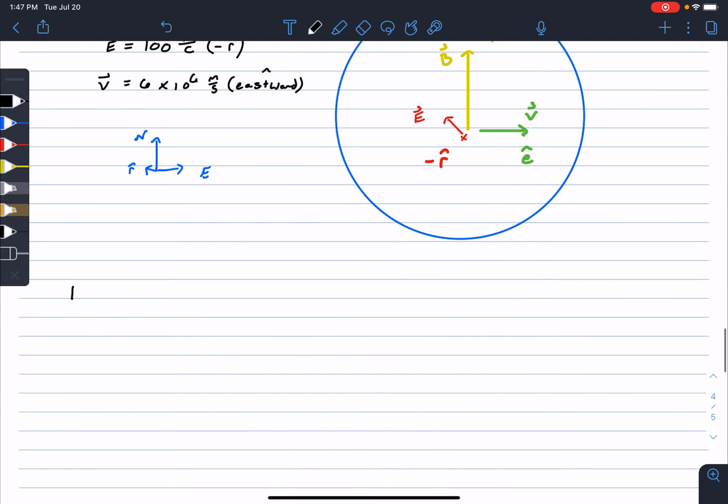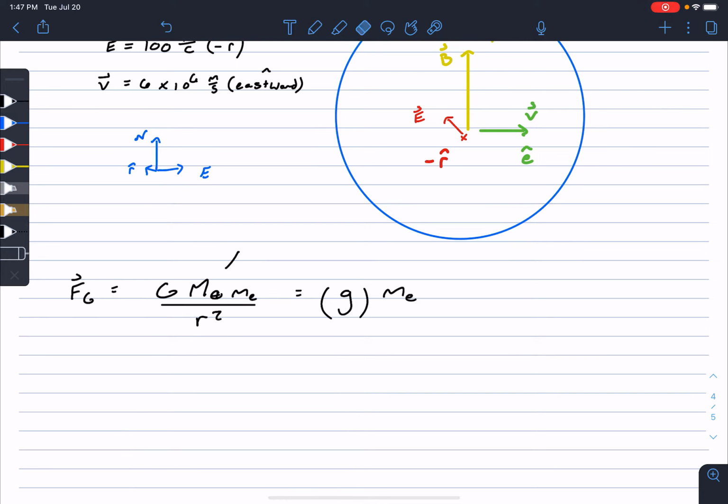First thing it asks for is gravitational force, which you might remember from last semester, G times the mass of the Earth times the mass of the electron over r squared. But this is really just equal to gravitational acceleration times the mass of the electron. This would be pointing downwards, so it'd be a negative force, pointing straight down. That's pretty obvious, I think.